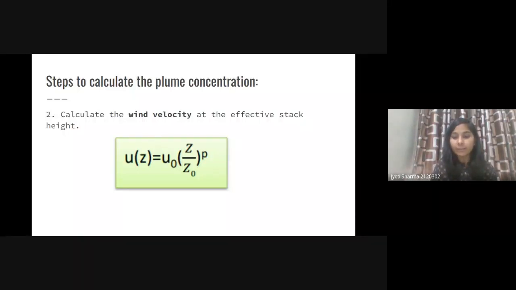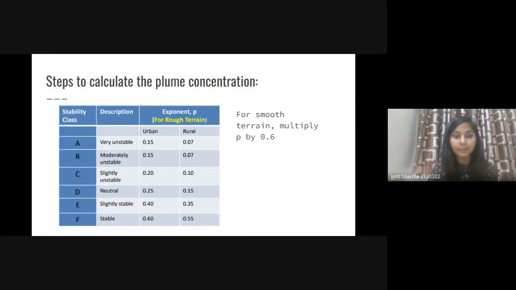And we have a parameter that is P. We will also see where this comes from. If we have such values, then we can calculate the wind velocity at that height, let's say at 20 meters. Okay, but what is this P? This P is a factor that depends on your atmospheric stability. So we will see this.